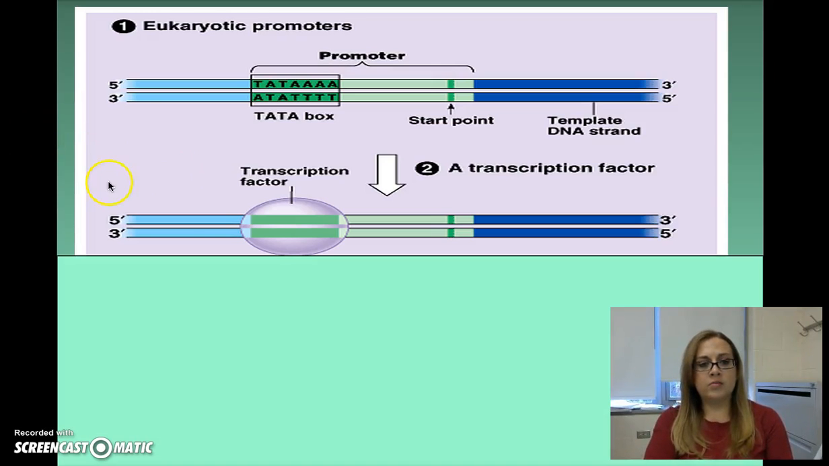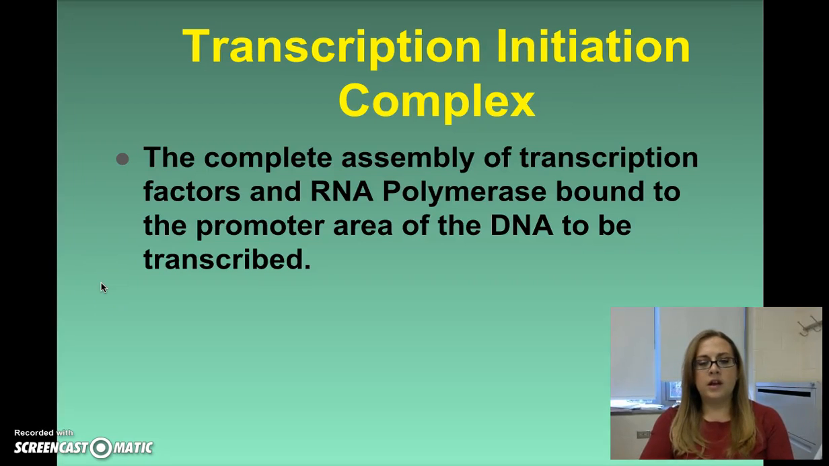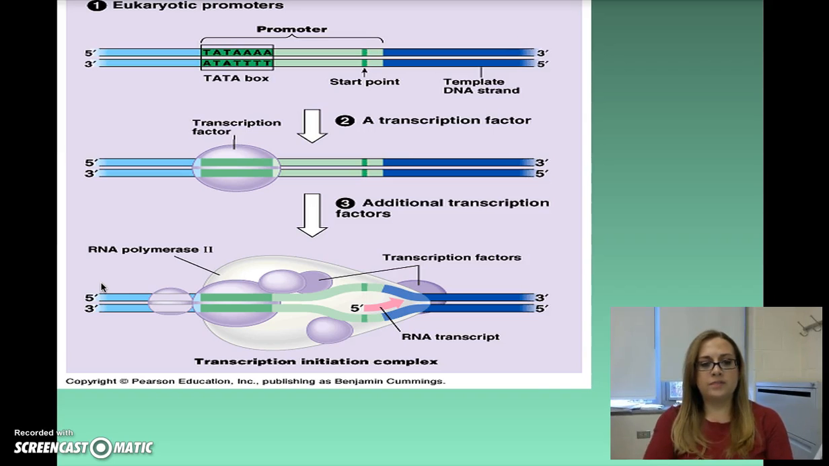So again, here we are showing this transcription factor. And right now it's sort of highlighting where that TATA box is. And that transcription factor will then signal to the RNA polymerase. So the complete assembly of transcription factors and RNA polymerase bound to the promoter area of the DNA, that's what we call the transcription initiation complex. So you need to have the transcription factors, and you need to have the RNA polymerase, and all that is going to be at the promoter area of the DNA to be transcribed.